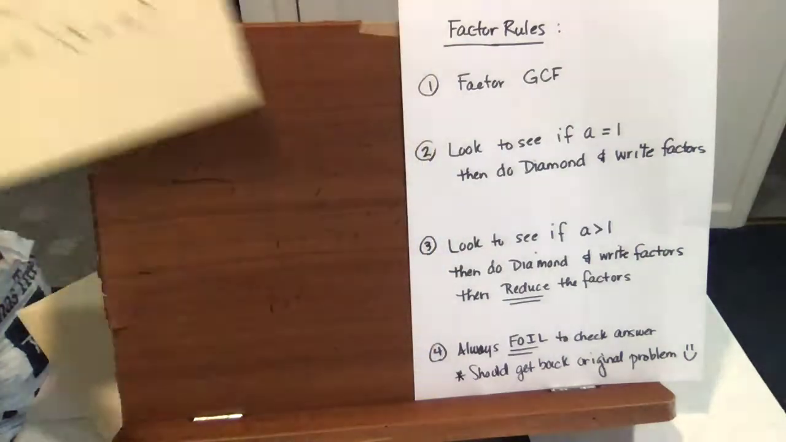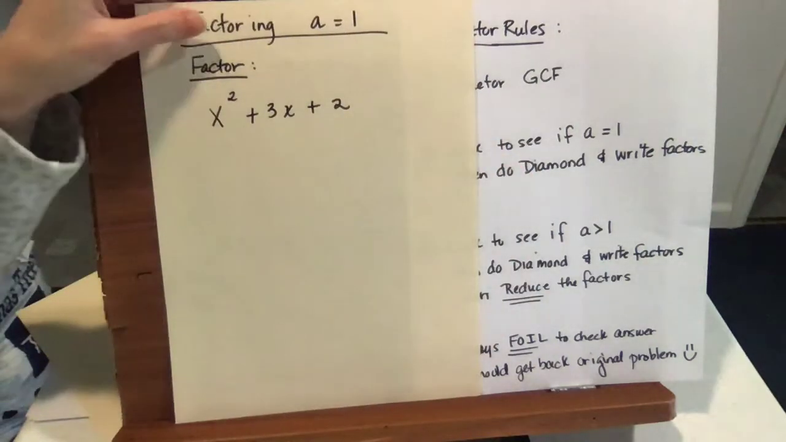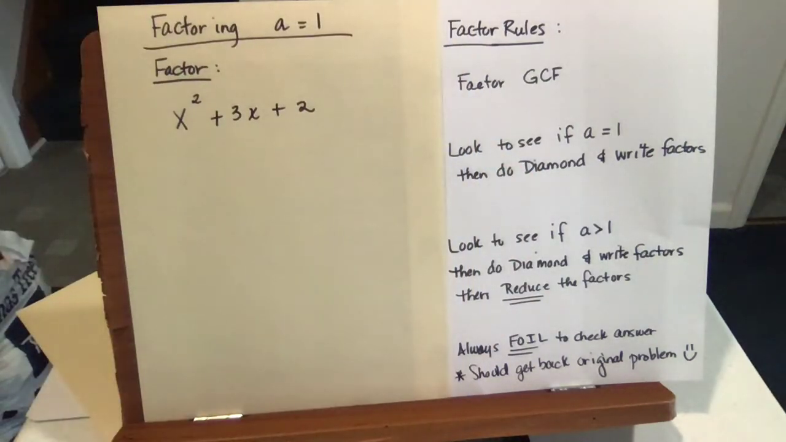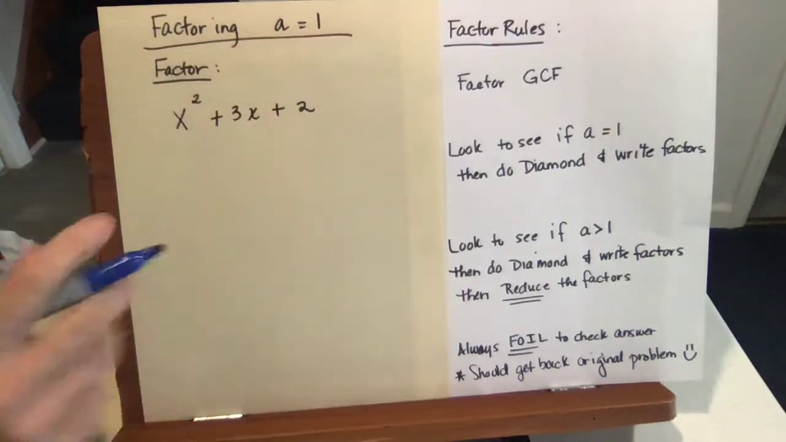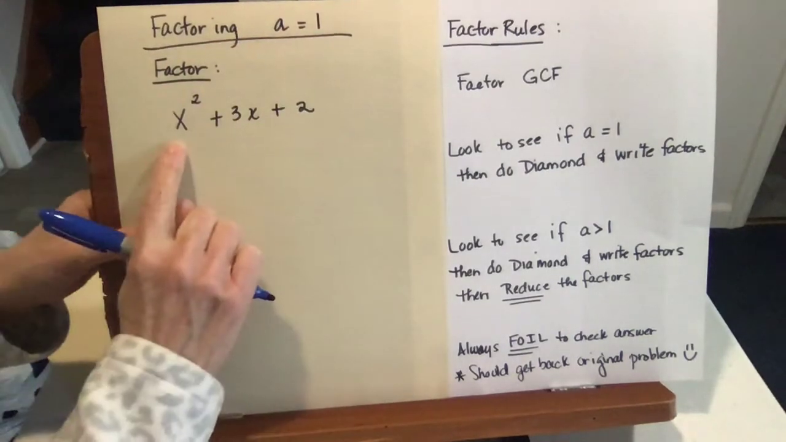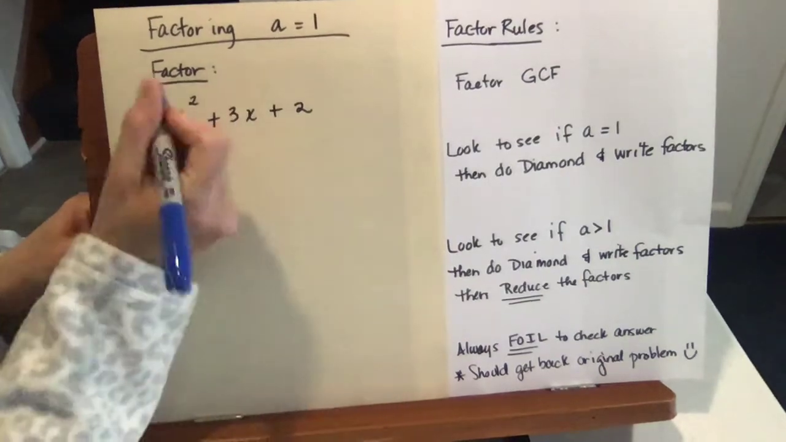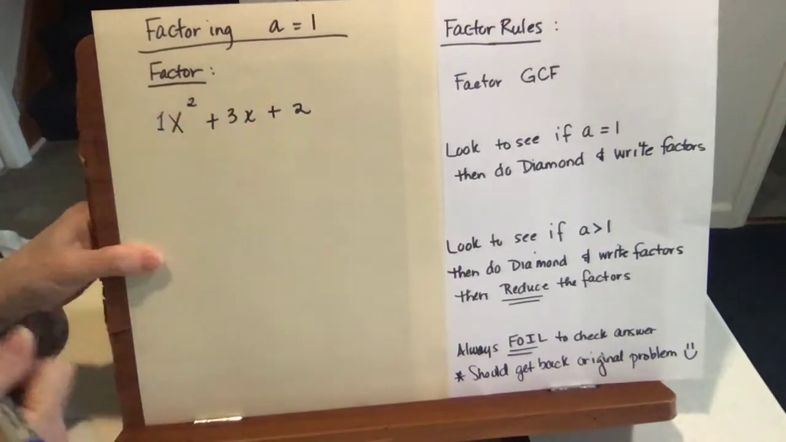Okay, actually, let's try the same one, just without all the arrows. All right, so again, we're looking at factoring a equals 1, okay? And we're looking at this. We don't see a coefficient here, so we'll write the number 1.